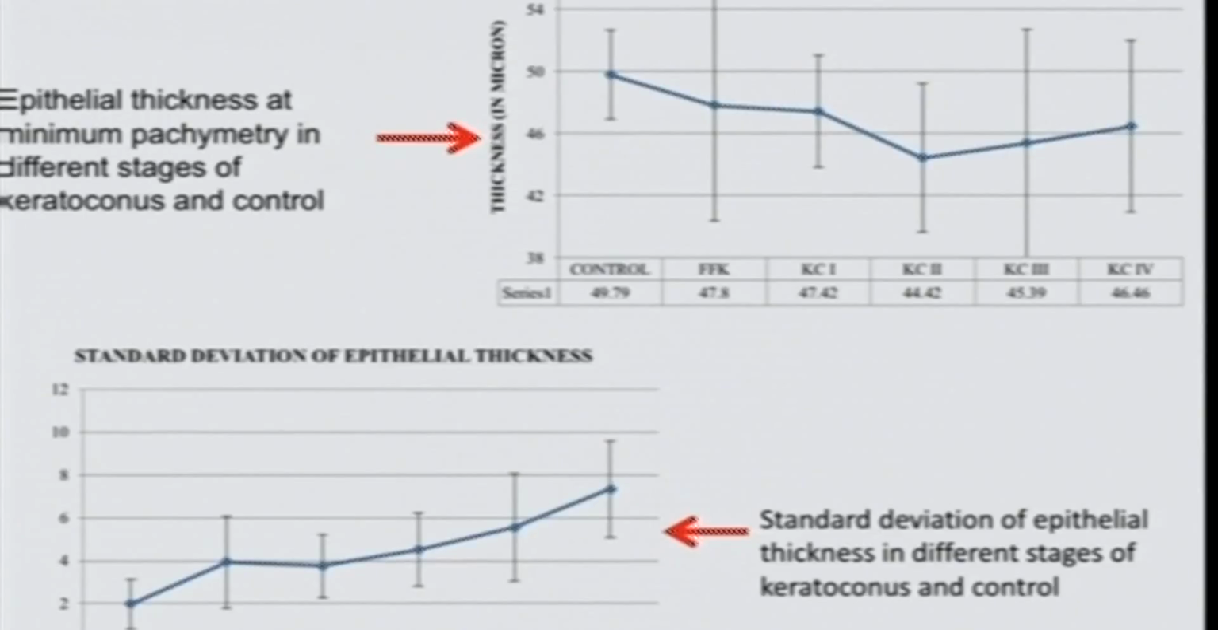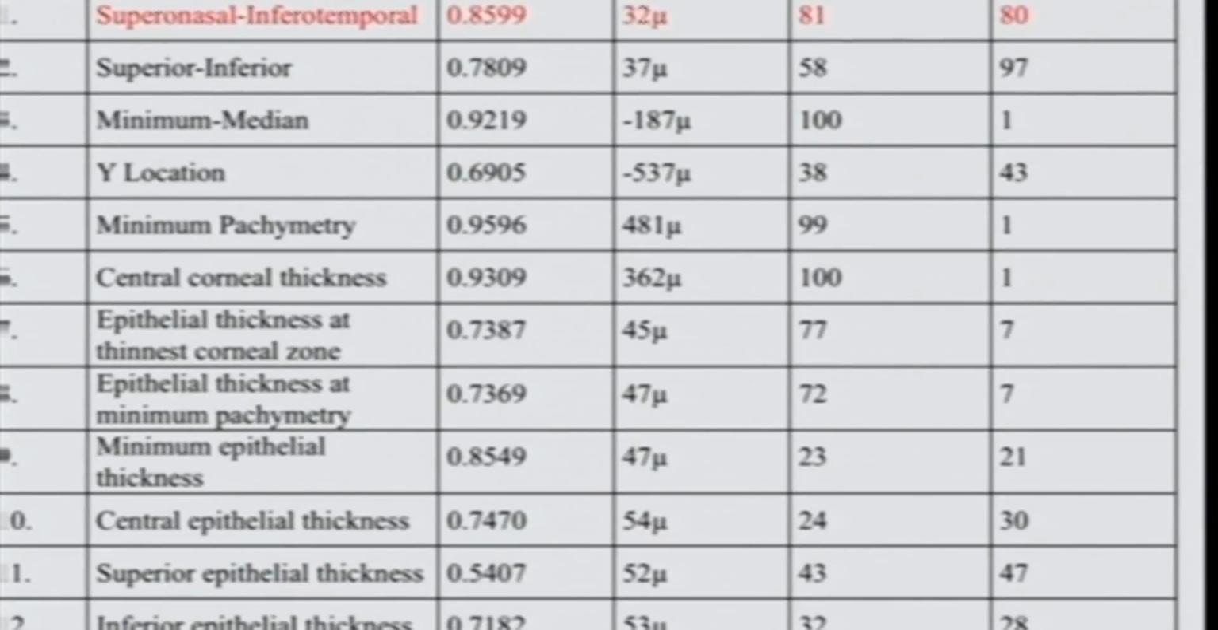In epithelial thickness mapping, there was a significant difference between groups in minimum epithelial thickness and epithelial thickness at minimum pachymetry without a specific trend. The standard deviation of epithelial thickness, which points towards epithelial asymmetry, showed an increasing trend with advancing grades of keratoconus. To determine the diagnostic accuracy of these parameters, we conducted a ROC curve analysis.